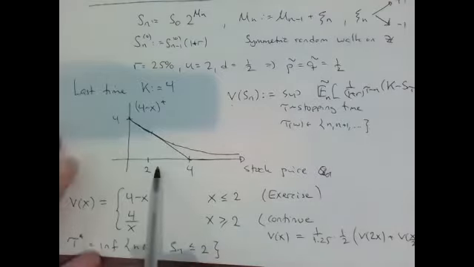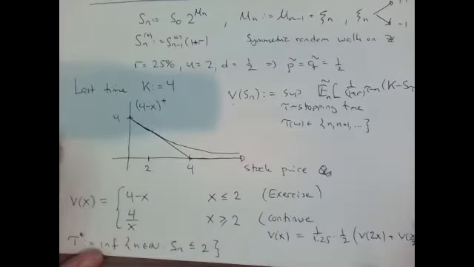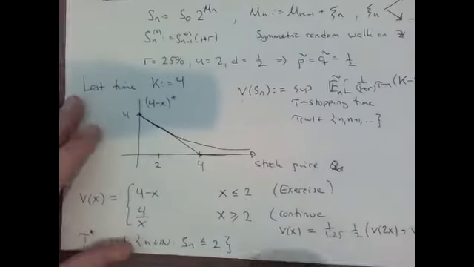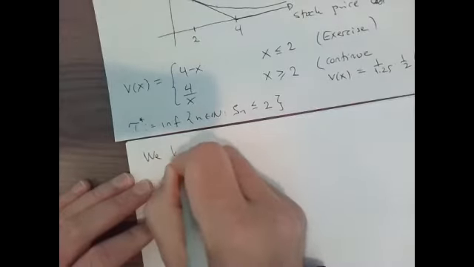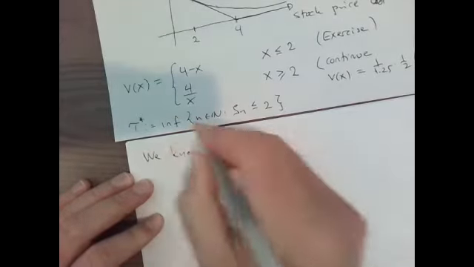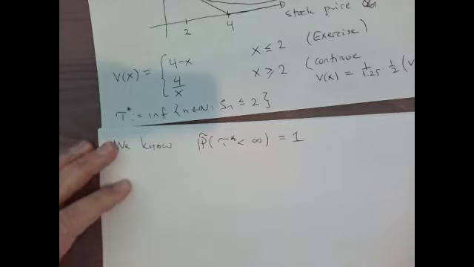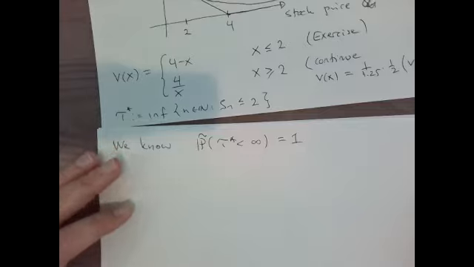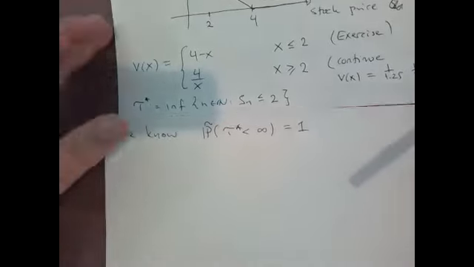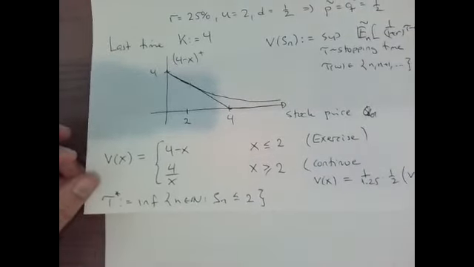Right, so we have a stock price. The stock price is moving, and when it drops down to 2 or below, you call it quits and you exercise. Right. So another thing we have done is we know that the probability that tau star is finite is equal to 1. So I don't have to worry about this thing being plus infinity, because the set where it will be plus infinity is a null set.